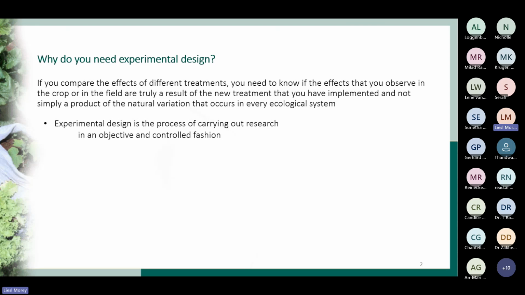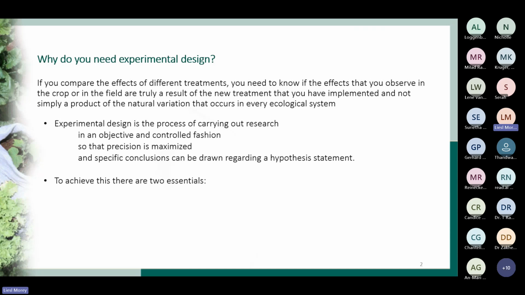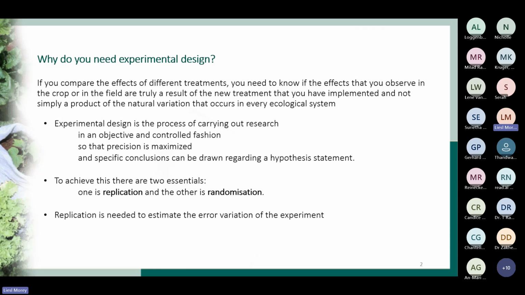So we try to control as many factors as we can so that precision is maximized and specific conclusions can be drawn regarding a hypothesis statement. So whatever you decide you want to test. To achieve this, we have two very important components that are essential. The first is replication, and the second one is randomization. We cannot do an experiment without either of those.